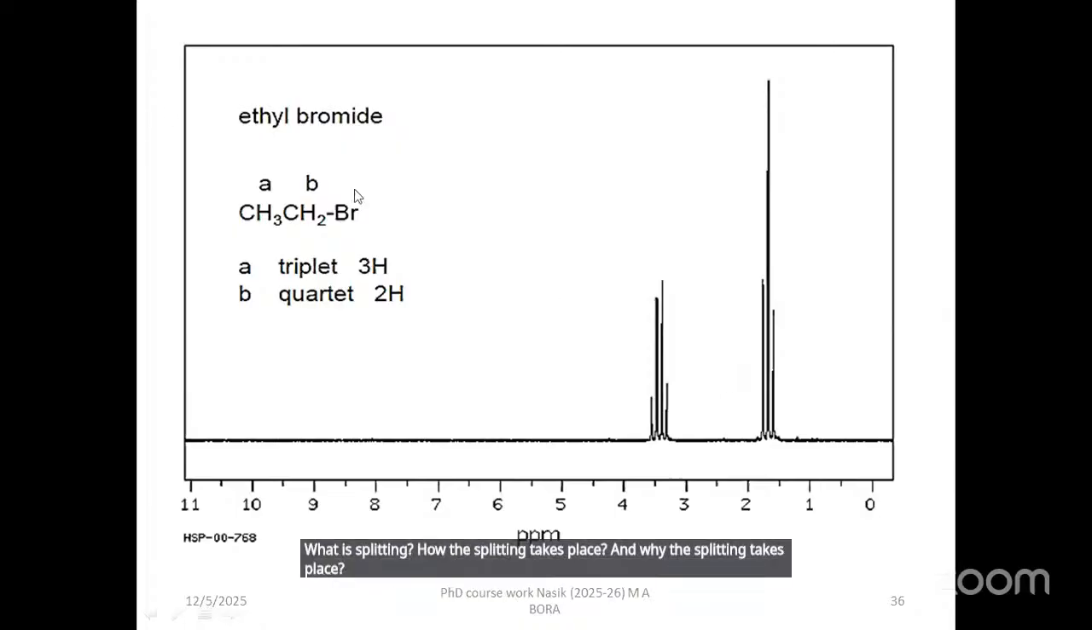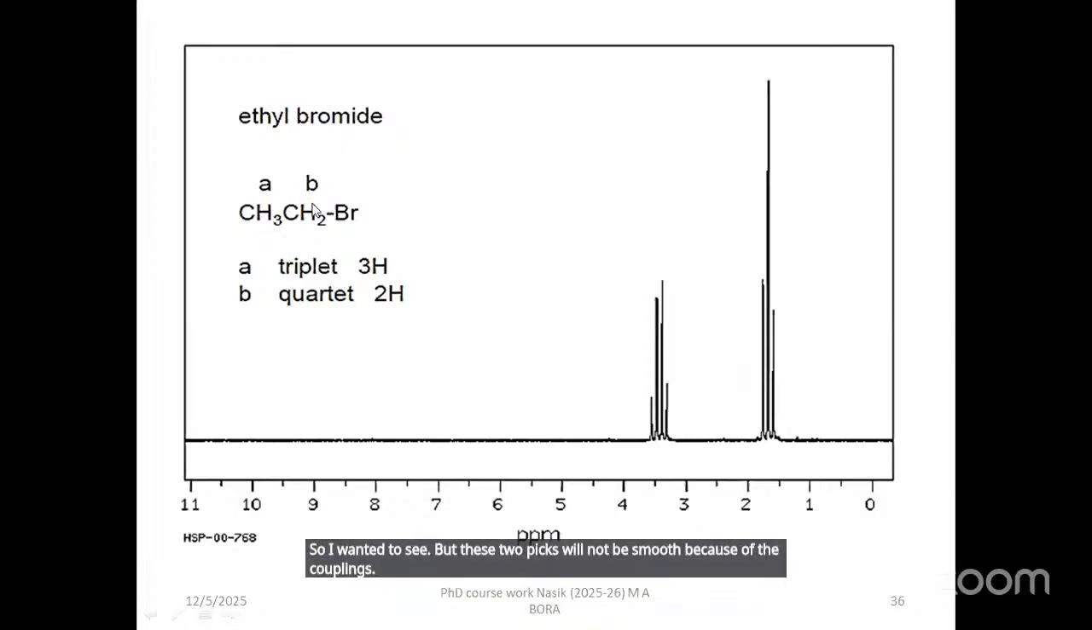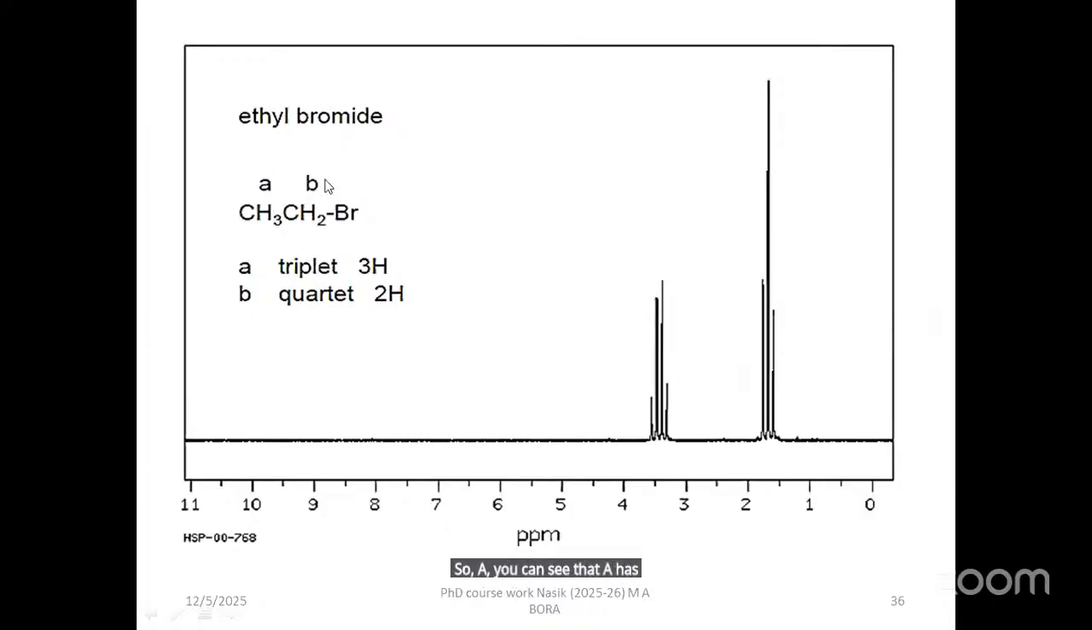Once you understand that, then you know there are only two types of proton in ethyl bromide. So I am going to see two peaks. But these two peaks will not be smooth because of the coupling. So A, you can see, has neighboring B protons. There are two neighboring protons, so 2 plus 1, 3 lines will be observed and it will appear as a triplet. Whereas B has 3 neighboring protons, so 3 plus 1, 4 lines will be observed. It will look like a quartet. So CH2 will be a quartet, CH3 will be a triplet.